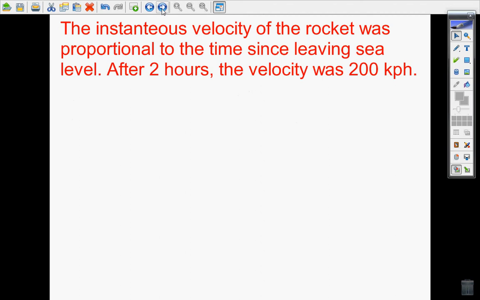An example. The instantaneous velocity of the rocket was proportional to the time since leaving sea level. After 2 hours, the velocity was 200 kph. In this case, our differential equation is V of t equals kt. We are given some conditions to allow us to find k. We're told that the velocity after 2 hours was 200 kilometers per hour, and that the position at time 0 was 0, since we are told that it is time since leaving sea level. Sea level is a height of 0.